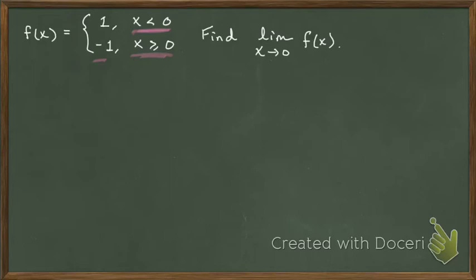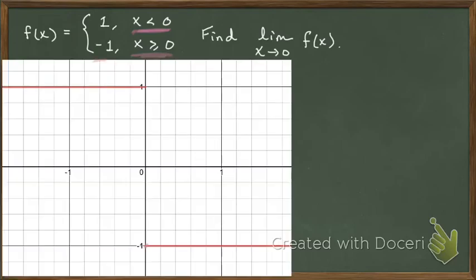But when x is smaller than 0, I have a function value of 1. And when x is bigger than or equal to 0, I've got a function value of minus 1. So I've kind of colored in when x actually is 0. I can plug in 0 to this function and get minus 1. But I want to look at the behavior around 0.